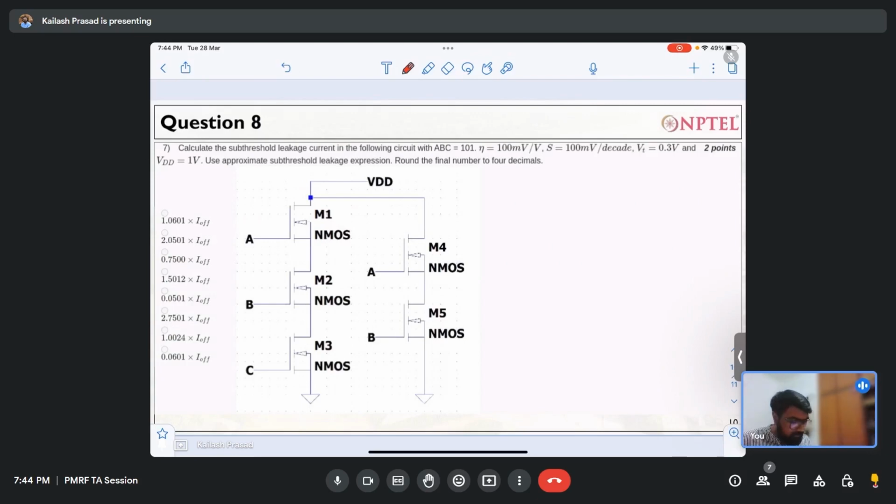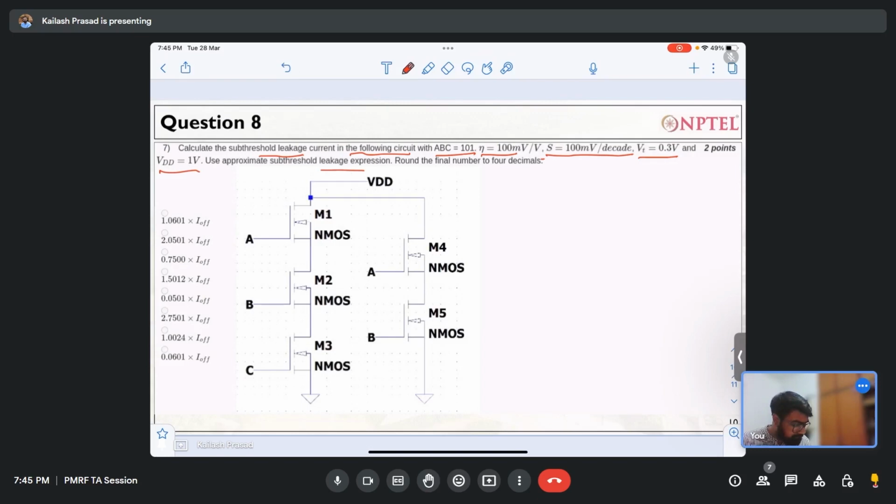The question is very simple. It says: calculate the subthreshold leakage current in the following circuit. The circuit has ABC input 101. Eta is 100 millivolt, S is 100 millivolt per decade, VT is 0.3 volt, and VDD is 1 volt. Use the subthreshold leakage expression and find the final answer. It's very simple. What is the subthreshold equation?